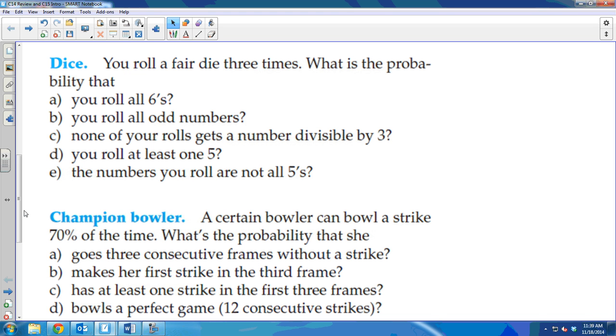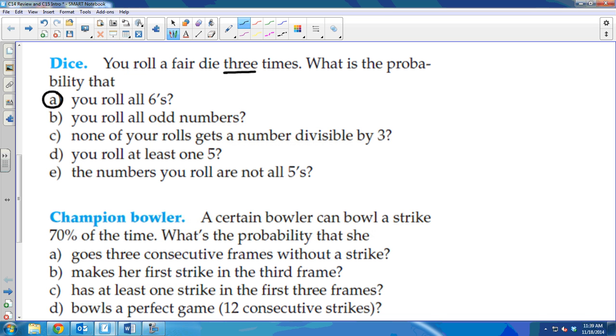All right. So, dice. You roll a fair die 3 times. Make sure you're reading how many times things are happening. What is the probability of that? Let's start with an easy one, and then we'll get into "at least." These are all in your book on page 340. These are ones I didn't assign for homework; they're just extras. So what's the probability that you roll all 6s?